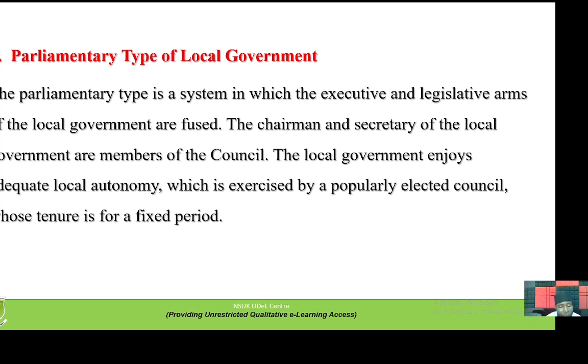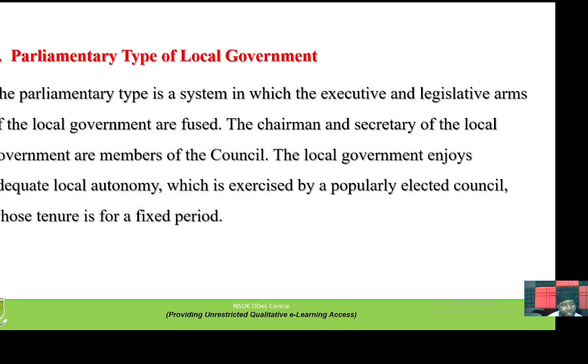Then the second type of local government here is the parliamentary type of local government. Before going to the parliamentary type, we believe the presidential system of government is the system that operates in Nigeria and in the United States of America and other countries that operate a federal system of government all over the world. But the second one is the parliamentary system of government. From the word parliament, this is a system that is ruled by legislation, by the legislative chamber.